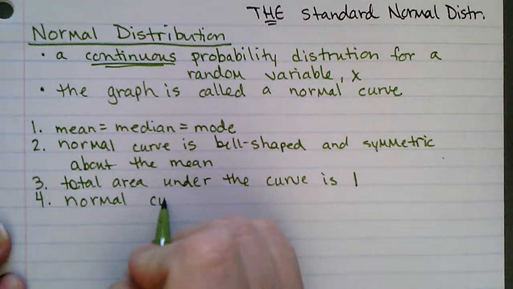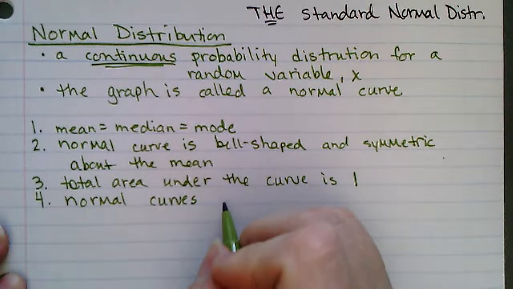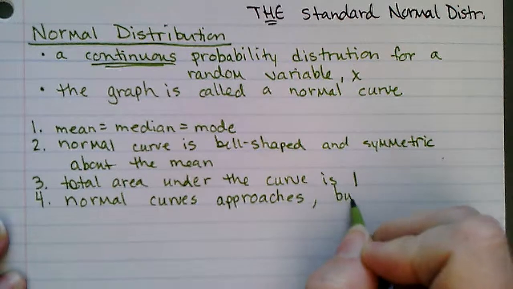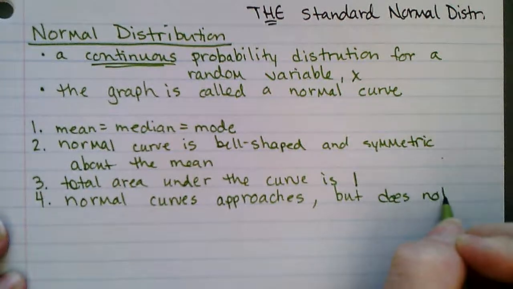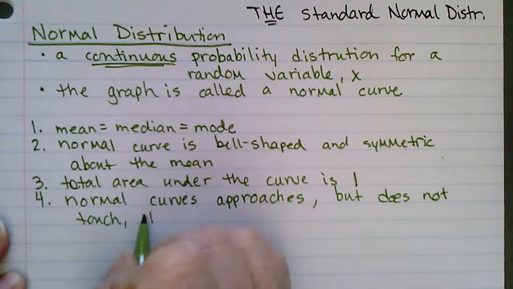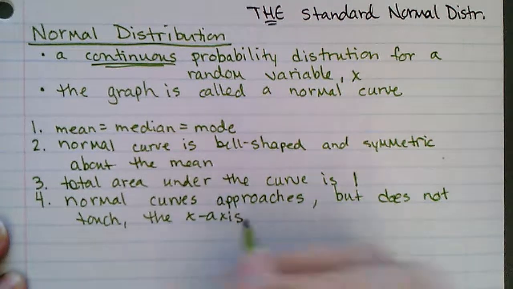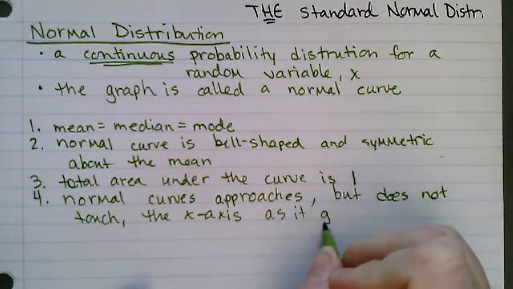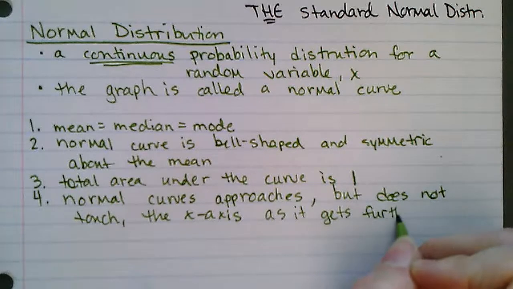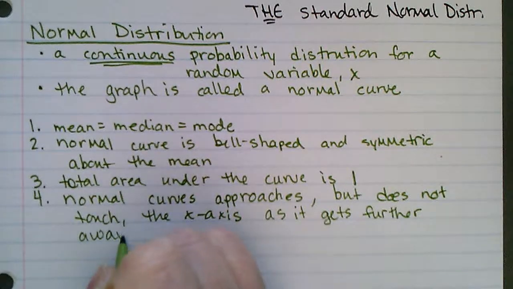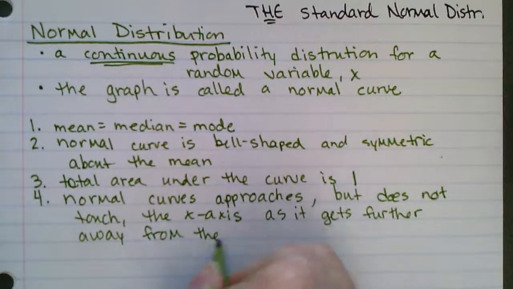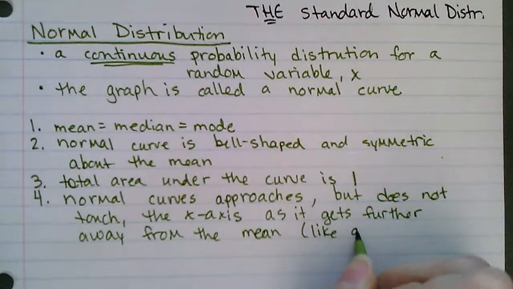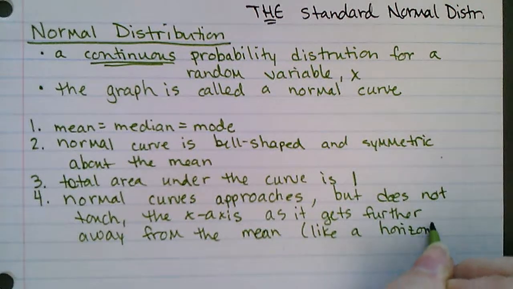A normal curve approaches but does not touch the x-axis as it gets further away from the mean. So that is kind of like a horizontal asymptote that we've seen in other classes.